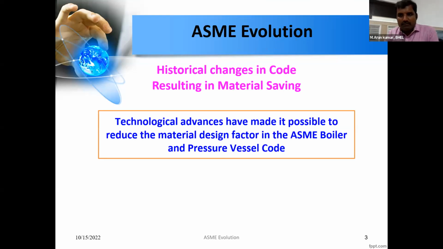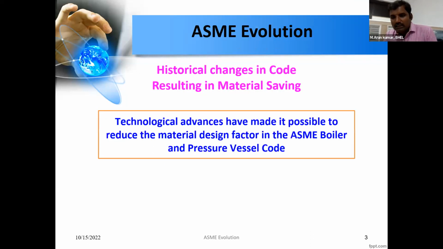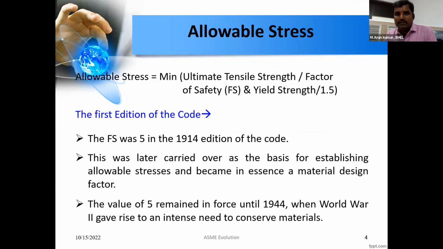So I want to give you some ASME evolution, how the evolution has been made, with historical changes in the factor of safety, sir. For example, everyone knows about the factor of safety. This is the cushion given for the unknown factors in the design.